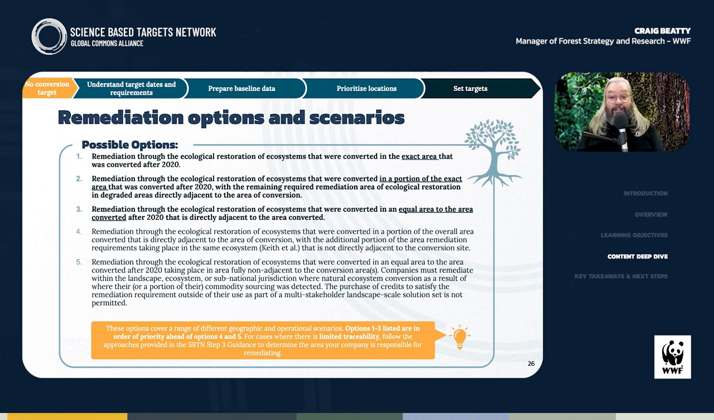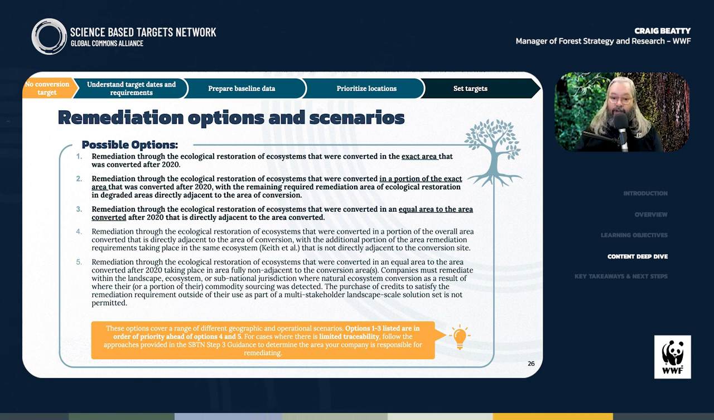The purchase of credits to satisfy the remediation requirement, outside of the deployment of biodiversity credits as part of a multi-stakeholder landscape scale solution set, is not permitted. Companies may not purchase biodiversity credits to comply with remediation requirements. As stated, preference should be given to the first scenario, and the fourth and fifth scenarios should only be used when conditions permit their deployment and actions in line with scenarios 1 to 3 are not possible.